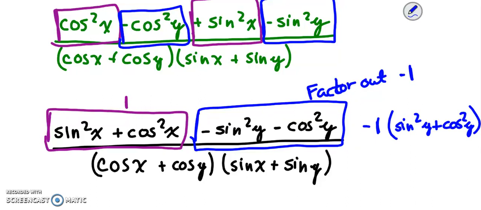Okay, so here, if we factored out the negative 1 out of both of these, we would get sine squared y plus cosine squared y. And again, if we need to understand what happened, if we multiply this negative 1 back to both of these, negative 1 times sine squared is negative sine squared, right there. And negative 1 times cosine squared is a negative cosine squared y, there. So all we did was just factor out a negative 1.